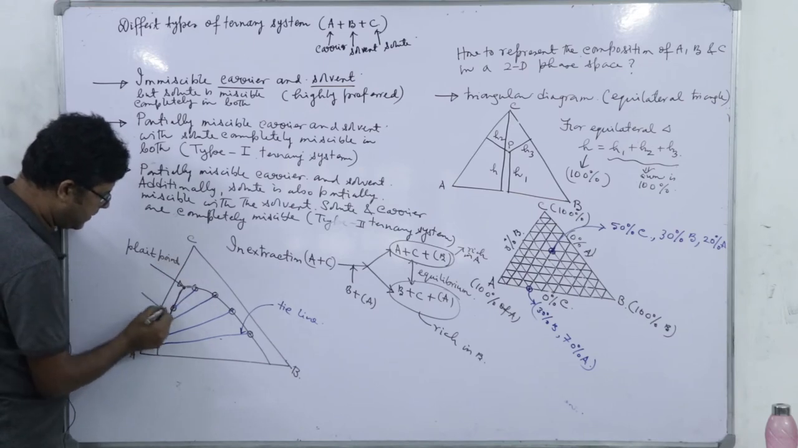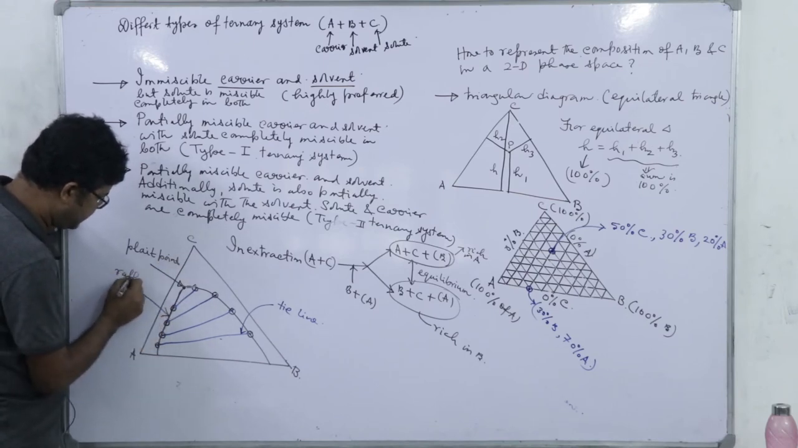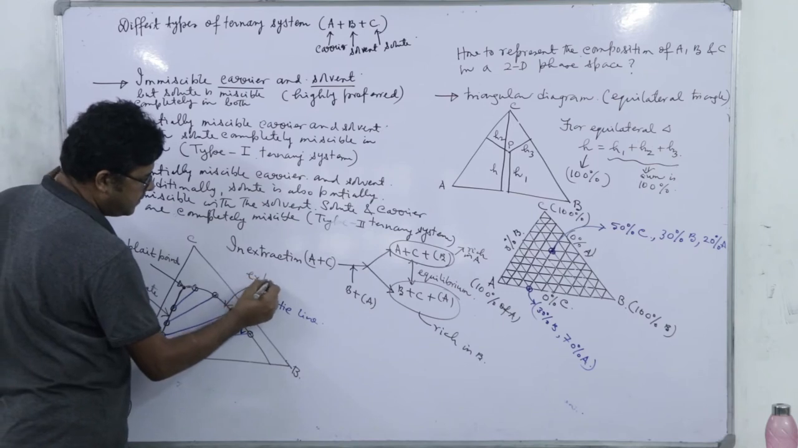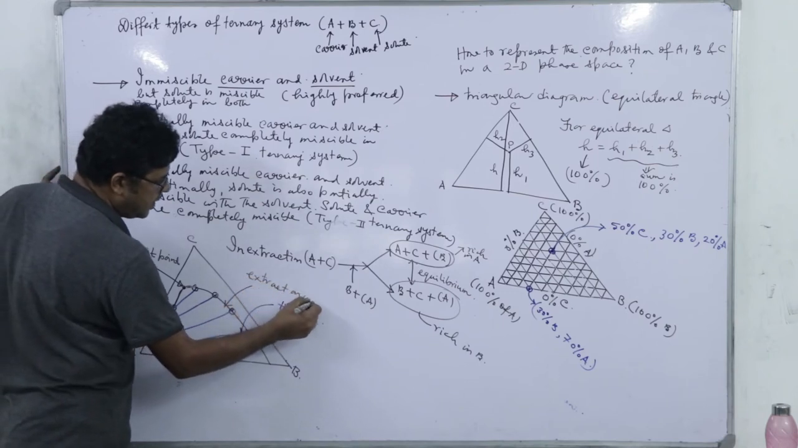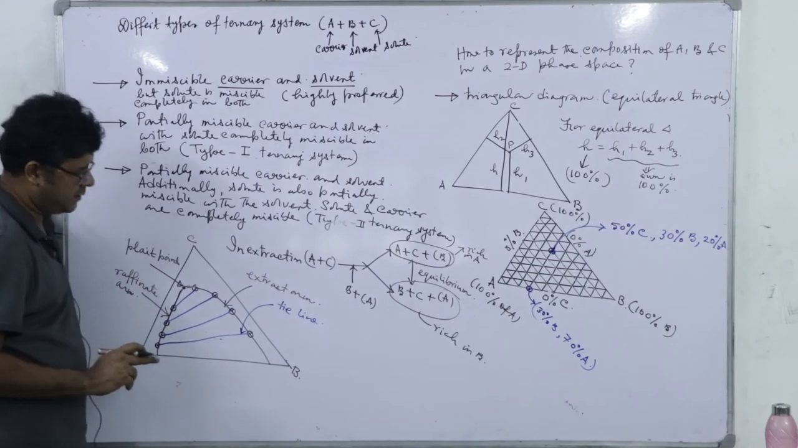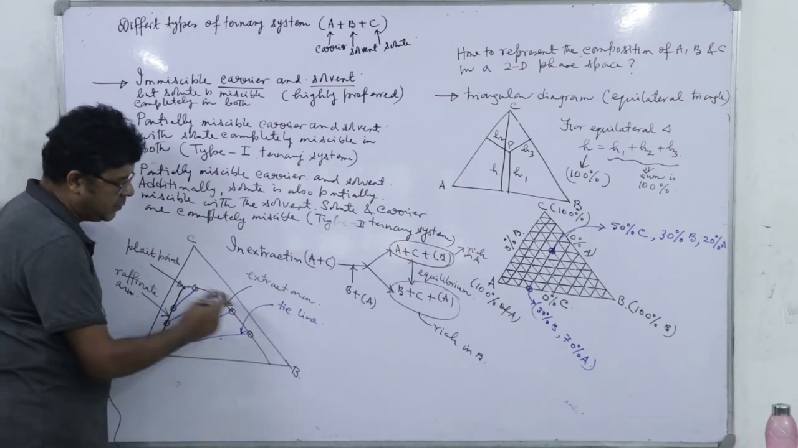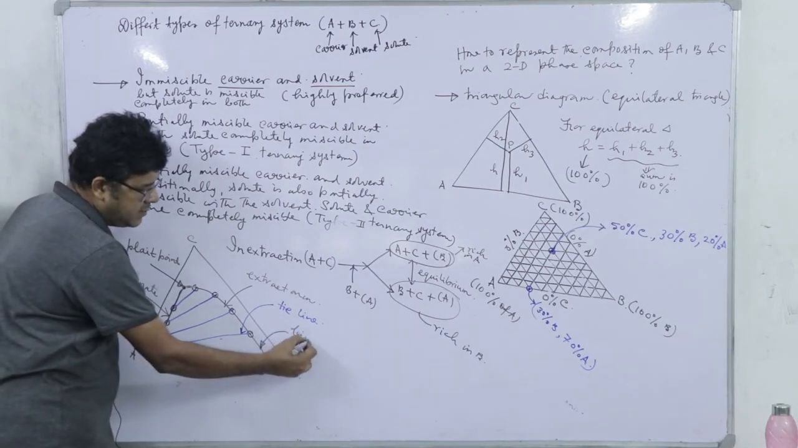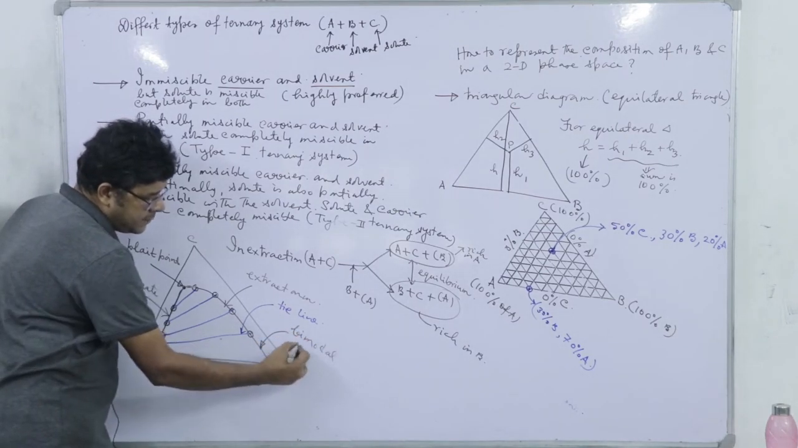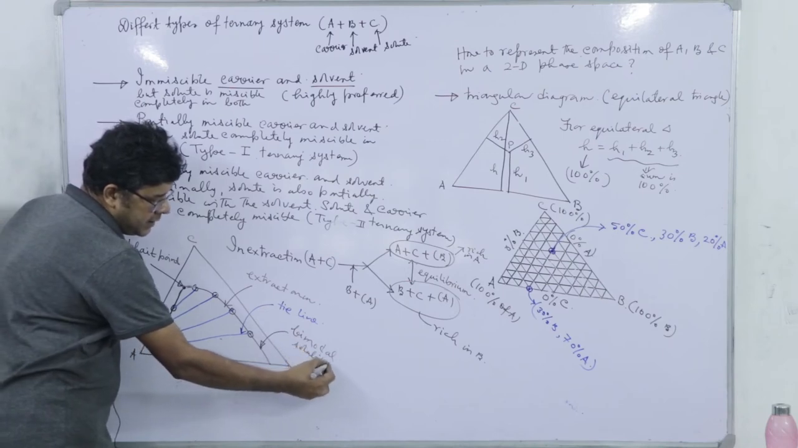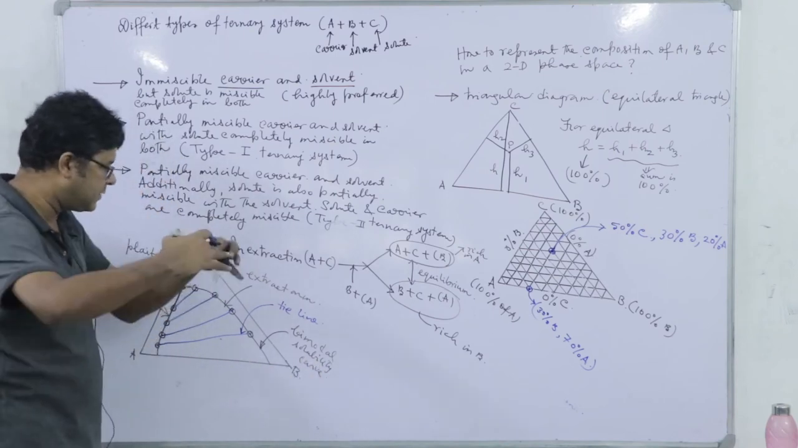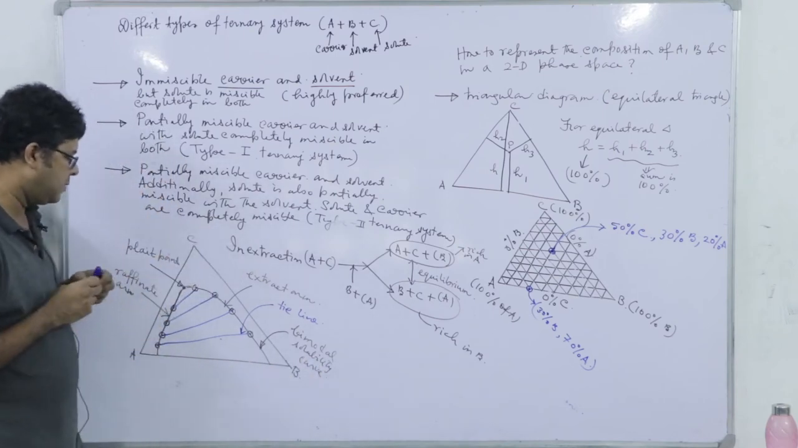So this is the raffinate arm, and this is the extract arm, and they meet at the plait point. So you see, this gives you a dome-like structure, and the overall curve is called the binodal solubility curve, because it has got two arms, and that is why we call it binodal.